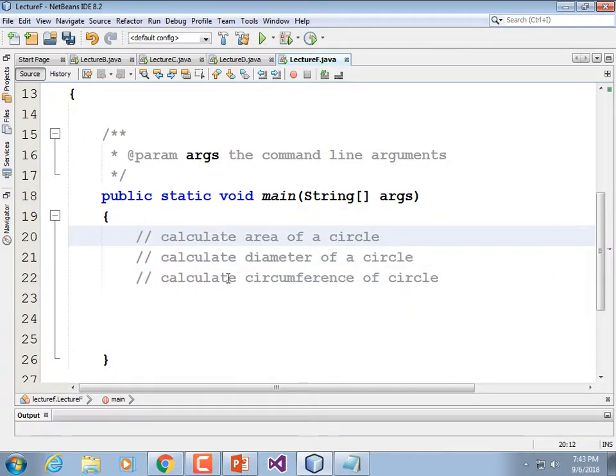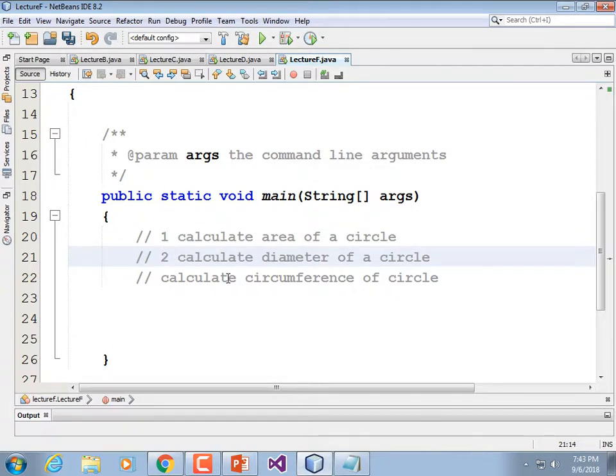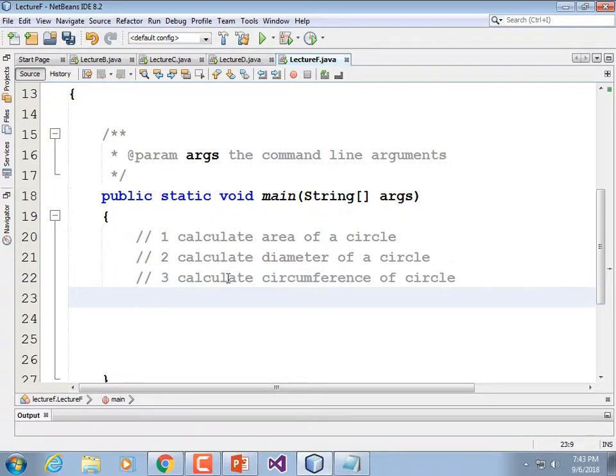Well, while we're here, let's say that one is going to be calculate the area of a circle, two is going to be calculate the diameter of the circle, three is going to be calculate the circumference, and zero is to quit.